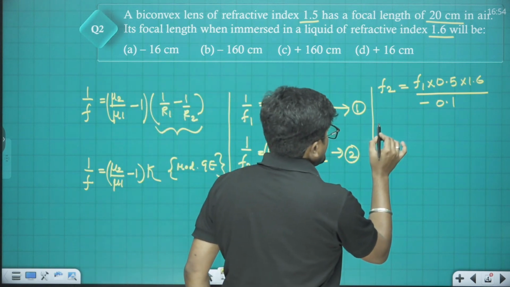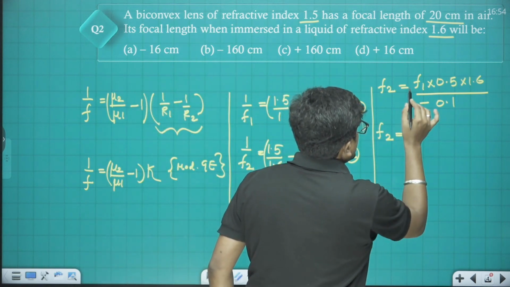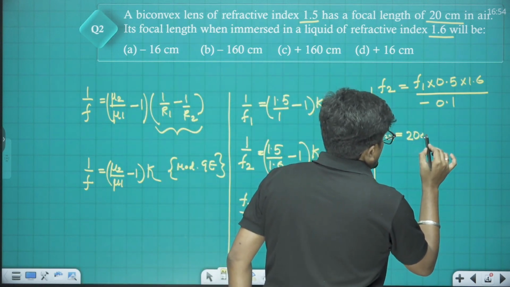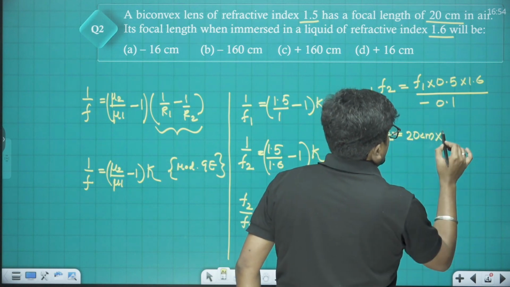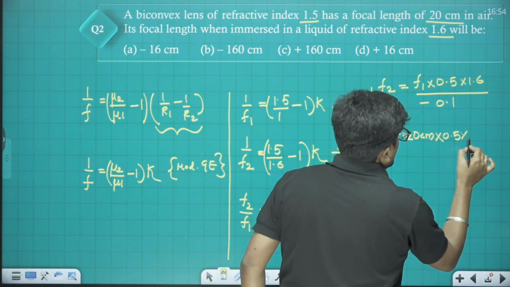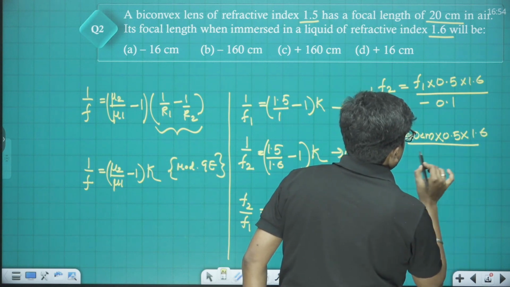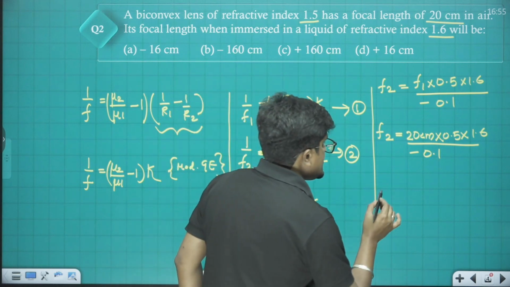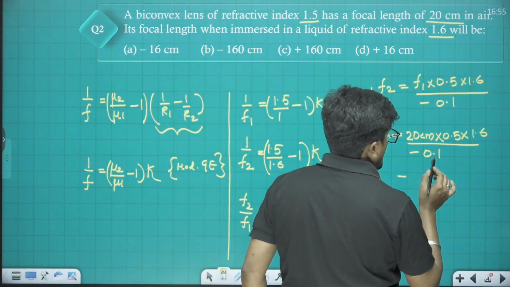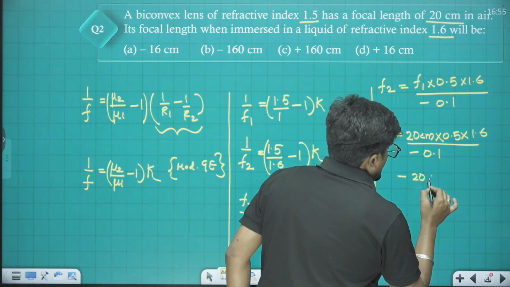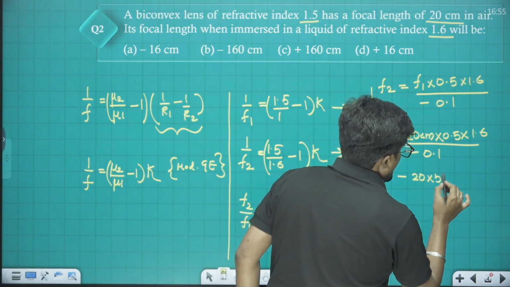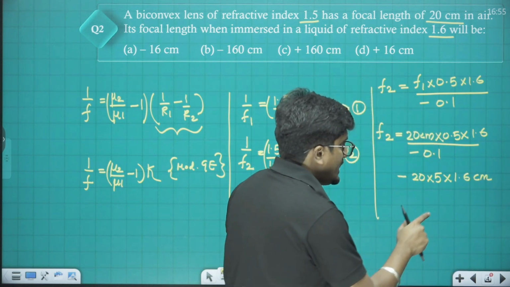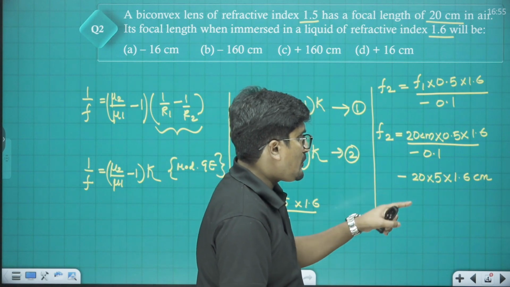Okay, now f2 equals, what is f1? f1 was 20 centimeter. So 20 centimeter into 0.5 into 1.6, all divided by minus of 0.1. So here this is minus of 20 into 5 into 1.6 centimeter.